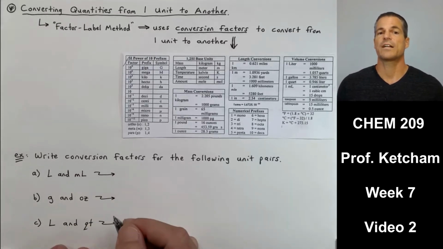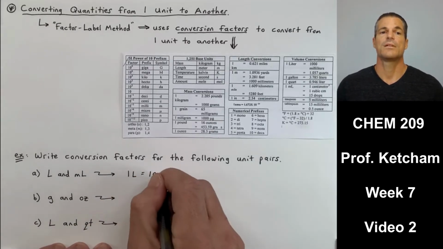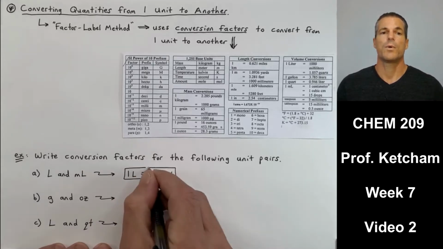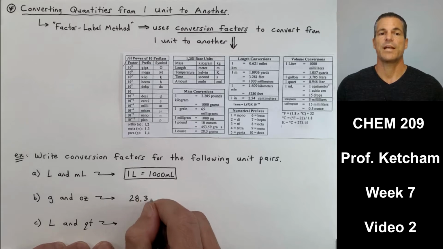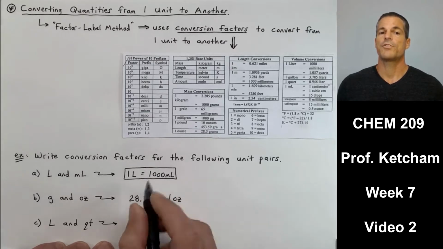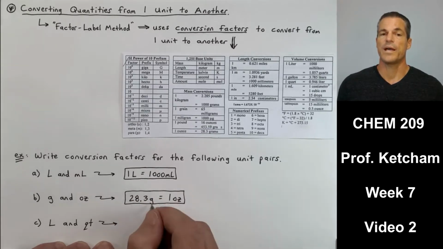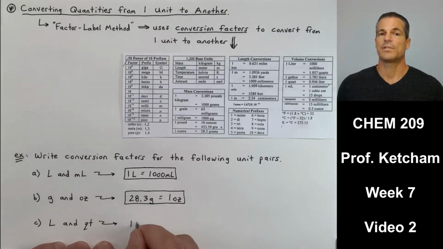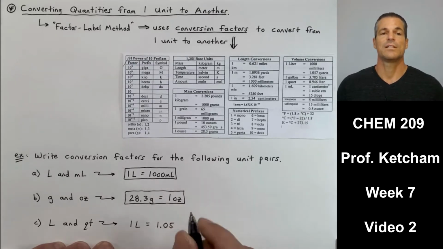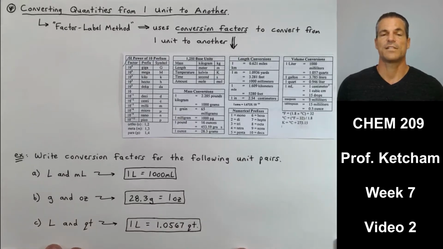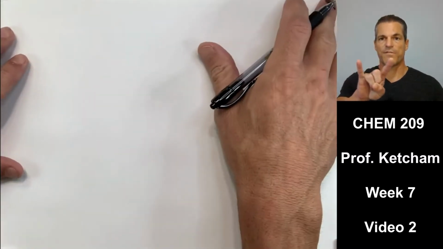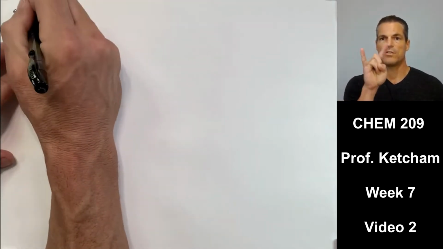Write conversion factors for the following unit pairs. Liter and milliliter. Well, 1 liter is 1,000 milliliters. Grams and ounces. 28.3 grams is equal to 1 ounce. So I'm just using the table to get these conversion factors. Liter and quarts, 1 liter is 1.0567 quarts. And if you watch my fingers, I could have written those either way.